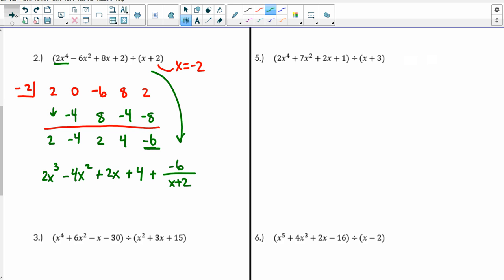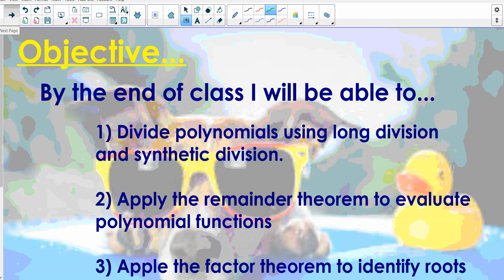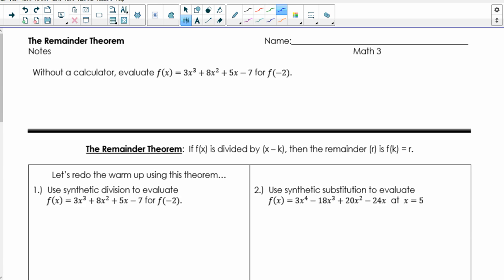Okay, so let's talk about today's lesson. In today's lesson, we're going to apply the properties of synthetic division into factoring and also into just evaluating. So let's say that as this warm-up, it says to evaluate for f of negative 2. Remember that this looks like f of x, which means that it's telling you that x equals negative 2. So we're evaluating for x equals negative 2. So if I rewrite this, I'm going to say 3 times negative 2 to the third power plus 8 times negative 2 squared plus 5 times negative 2 and then minus 7. Okay?